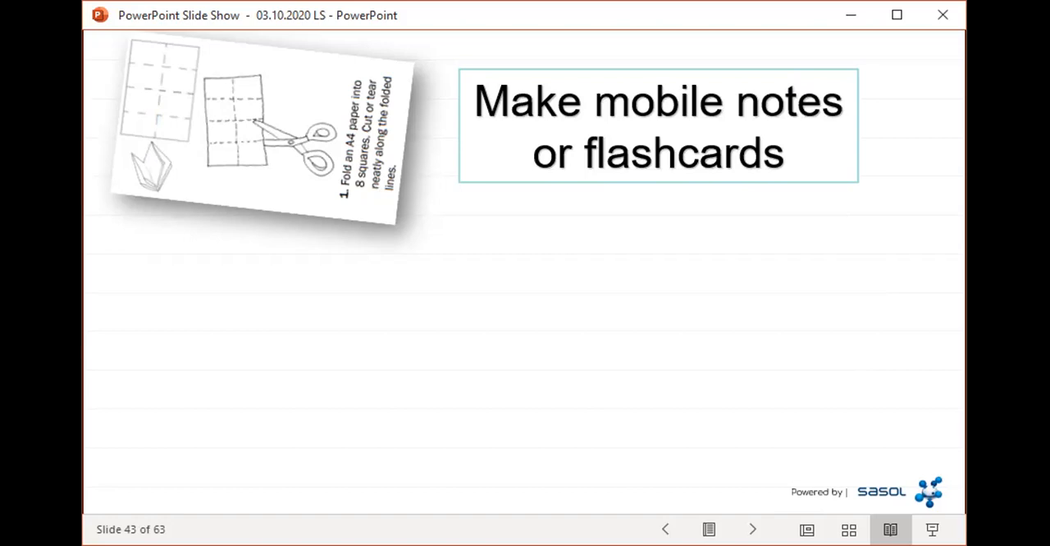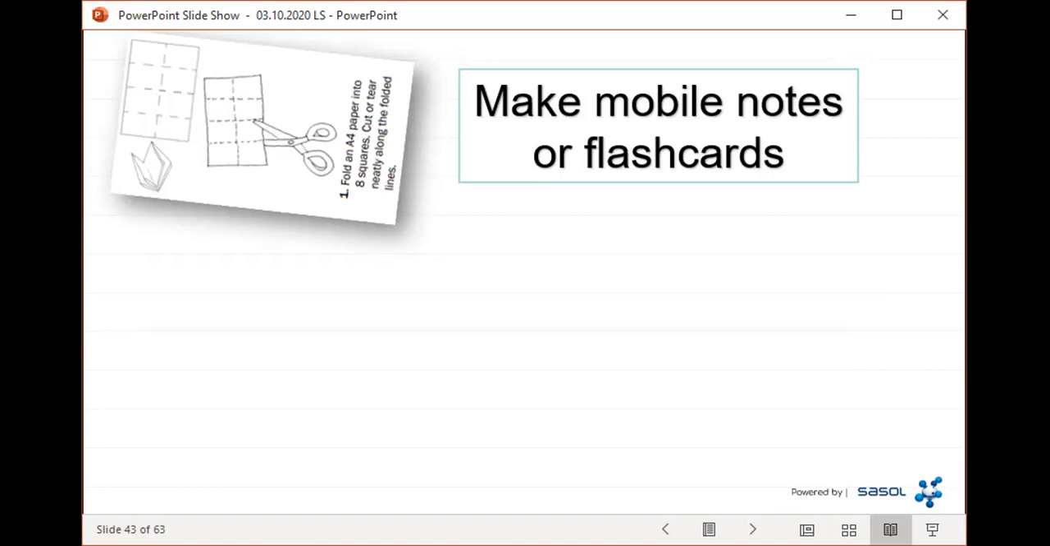So making flashcards or mobile notes is also very much helpful because it allows you to be flexible in your studying. While walking to the kitchen, you can just grab two flashcards and read them on your way. If you're taking a walk outside, because we said that we do need to maintain a healthy exercise life, then you can grab a few flashcards and study while exercising as well.